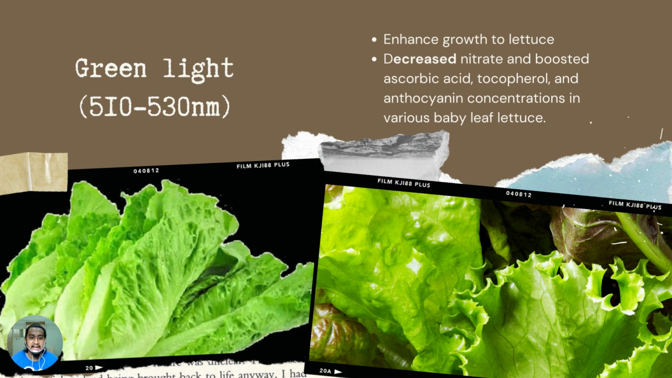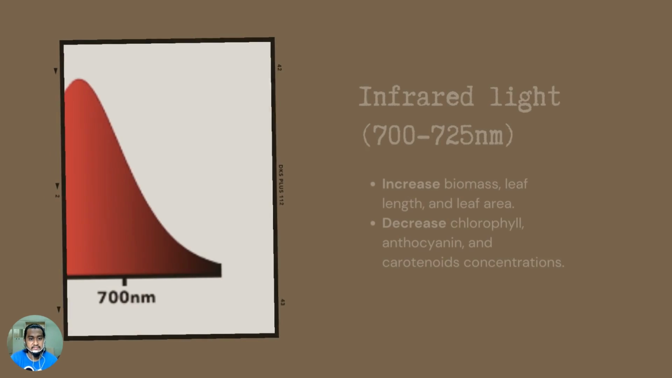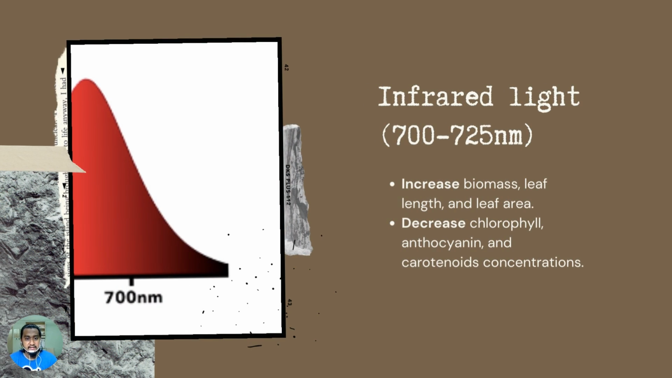Green light has various physiological benefits, such as supplementary red and blue LED with 510 to 530 nanometer green LED light. It also enhances lettuce growth. Increased leaf area in infrared light, and as a result, greater light interception was linked to lettuce growth enhancement under the supplementary infrared spectrum.